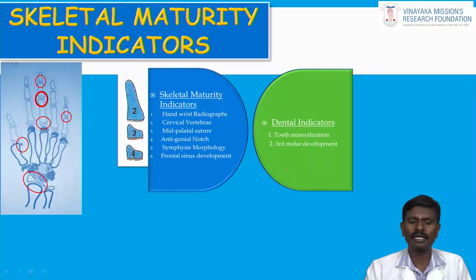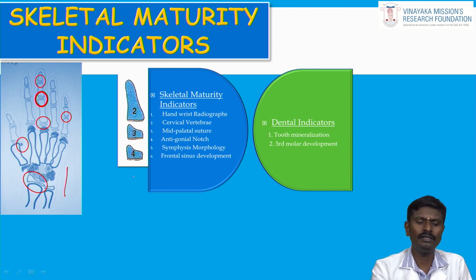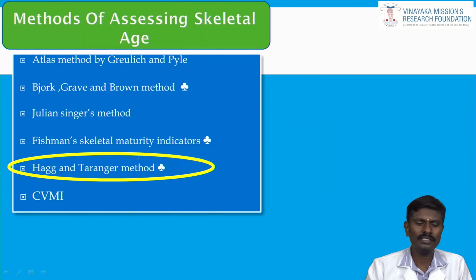you should know the skeletal maturity indicators and the timing for the treatment. Among the skeletal maturity indicators, a lot of them are there, like hand wrist, cervical vertebra, mid-palatal suture, antegonial notch, symphysis and frontal sinus. The main things we should know are only the hand wrist radiograph and CVMI. Here, I am going to talk about the Hagg and Taranger method of hand wrist radiograph.